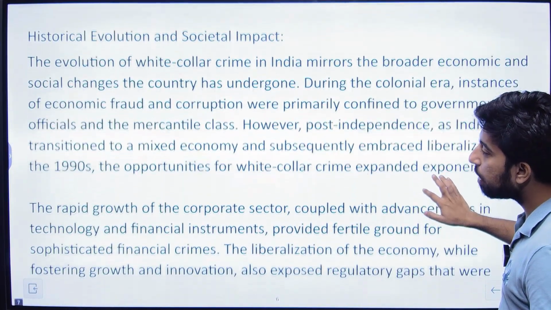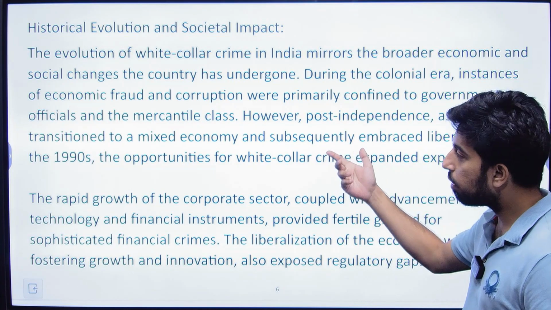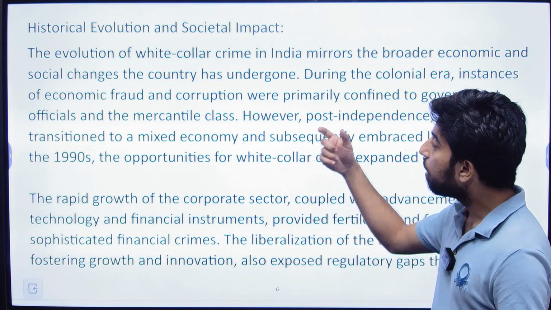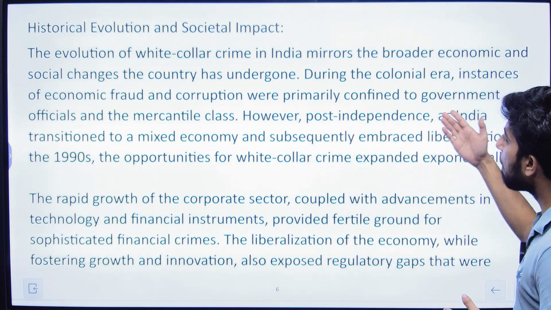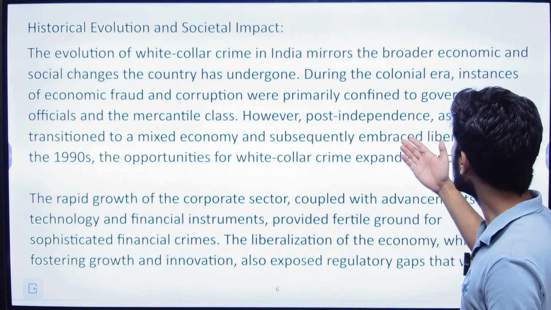Historical evolution and societal impact. Now, this is a very normal history. We can just go by a simple reading. The evolution of white collar crime in India mirrors the broader economic and social changes the country has undergone.